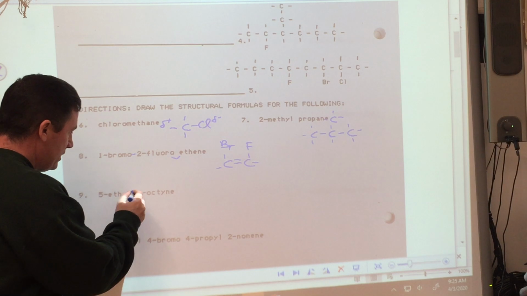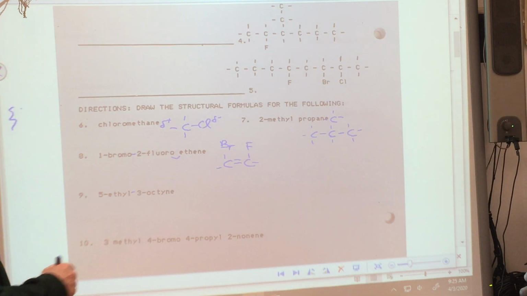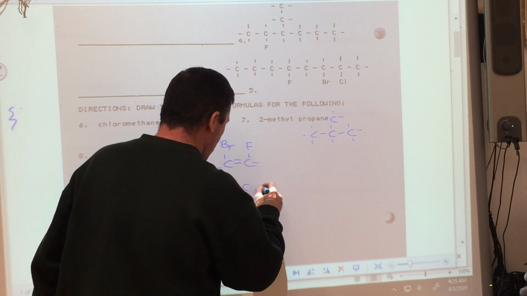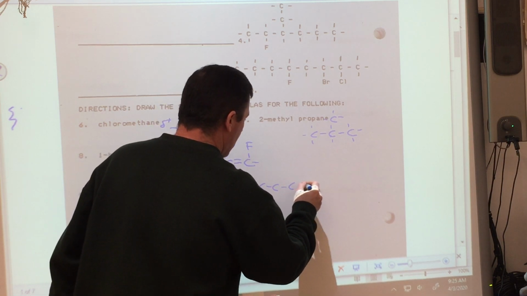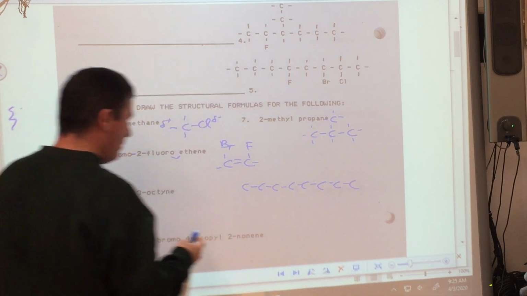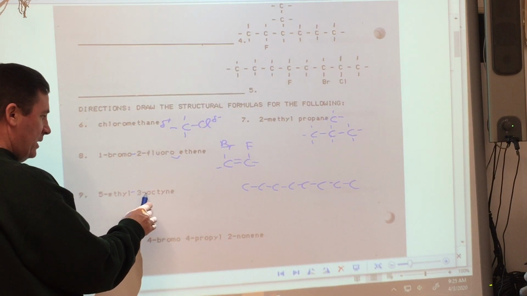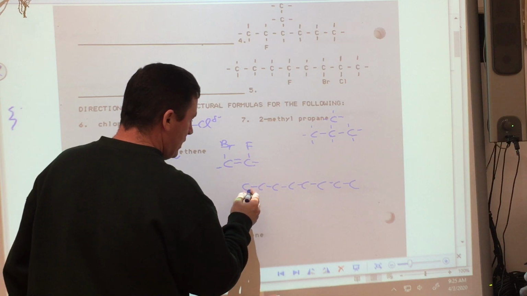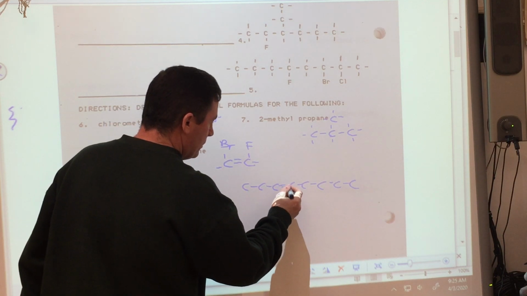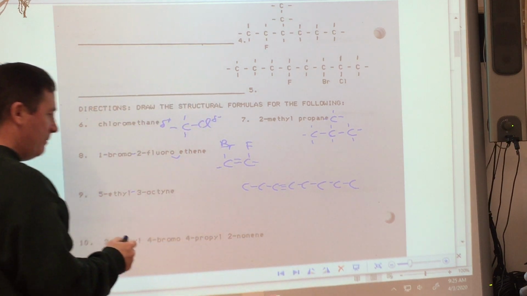5-ethyl, this should have a dash. 3-octyne. So oct is my operative word here. 8 of them. 1, 2, 3, 4, 5, 6, 7, and 8. 3-octyne. That tells me that the triple bond is the third one. 1, 2, 3. So I'm going to put a triple bond there.